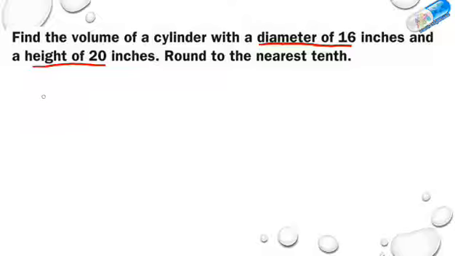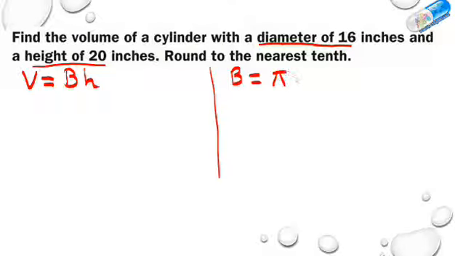First of all, you have to write the rule in front of you. So we know that V equals capital B times H. And let me write here what is B. For circles, B equals pi r squared. r is the radius. Are you given the radius here? No, you are given the diameter. And we know that the radius is half the diameter. So radius equals 16 divided by 2 to get its half. And this is equal to 8 inches. So we got the r.